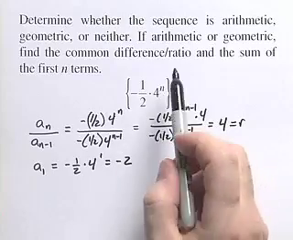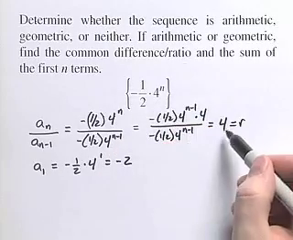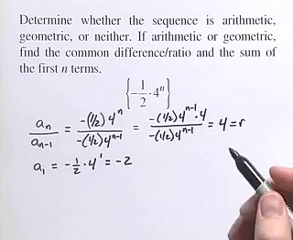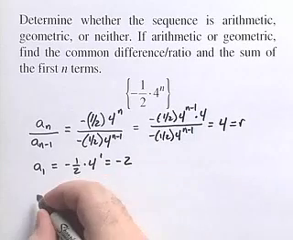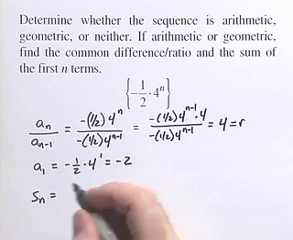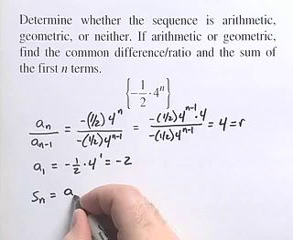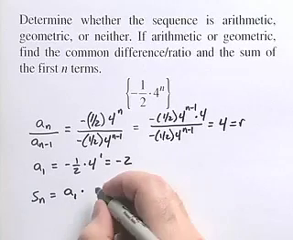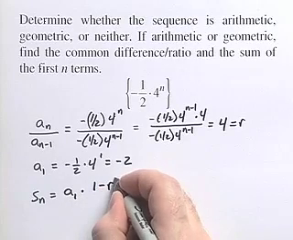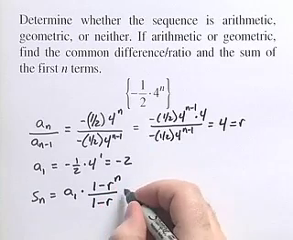We were asked in the problem to see if it's geometric, and if it is, to find the common ratio, which we did, r is 4, and then also the sum of the first n terms. So we'd like to find s sub n for this geometric sequence. For a geometric sequence, the sum of the first n terms is given by the first term times 1 minus the common ratio raised to the nth power divided by 1 minus that common ratio.